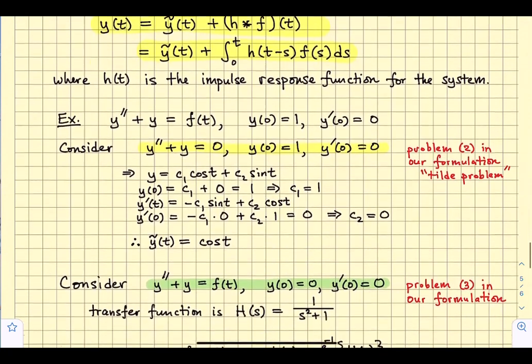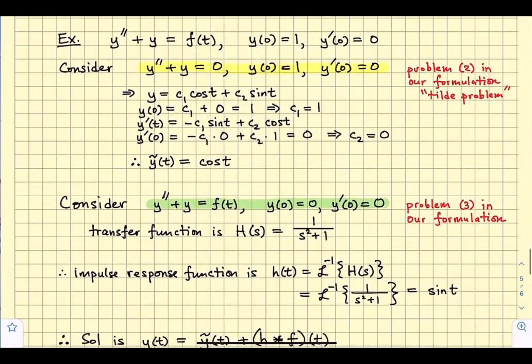Let's take a look at a concrete example. So suppose you have y double prime plus y equals f of t. y of 0 is 1, y prime of 0 is 0. So we want to find the solutions to these initial value problems for any f. I don't know what f you have in mind.